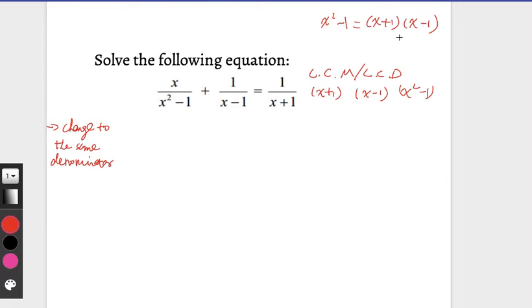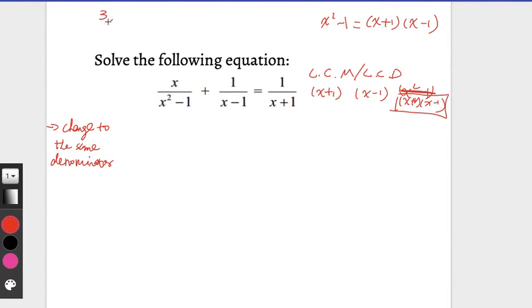So I'm going to rewrite this one as x plus 1 times x minus 1. So it's actually more clear. This is x plus 1, this is x minus 1, and this is multiplying them together. Of course, this is going to be our least common multiple for all three terms.